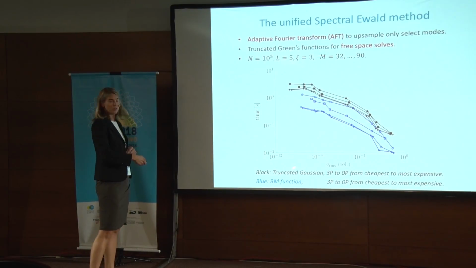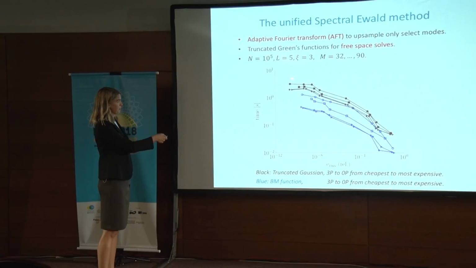This is a timing plot. It's the only one; I'm not going to go through a lot of different results. But the blue lines here are related to when we use the new window function, and the black lines are when we use the truncated Gaussians.